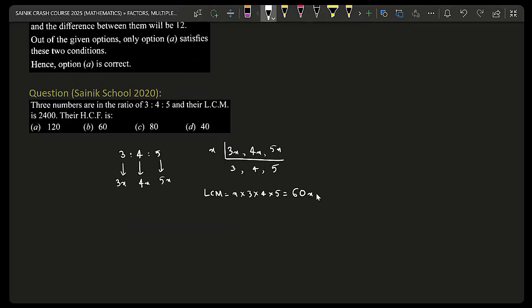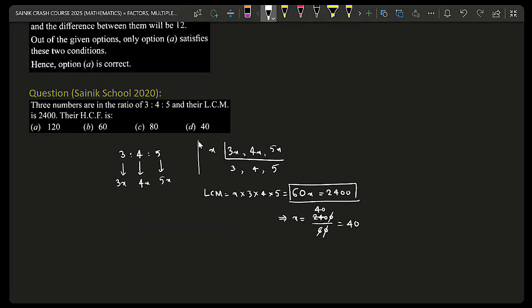According to the question, what is the LCM given? 2400. That means you can equate these two. From this, will you get the value of x? Yes, sir. So x is equal to 2400 divided by 60. 0, 0 cancel. Then 6 fours are 24, 0. So what is the value of x we are getting? 40, sir. 40.